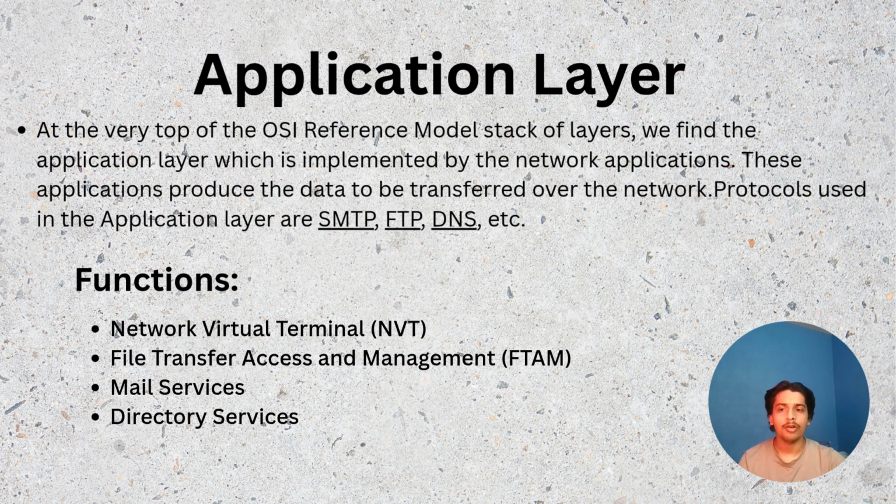At the very top of the OSI reference model stack of layers, we find the application layer. This layer is implemented by network applications which generate the data that needs to be transmitted over the network. It acts as an interface between the users and the network, allowing users to access network services through applications such as web browsers, email clients, and file transfer tools.